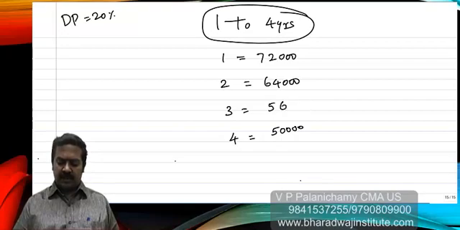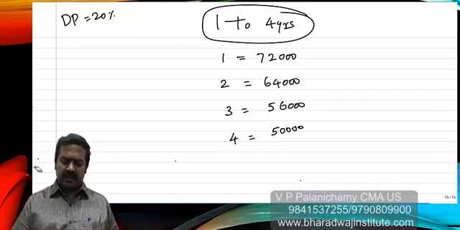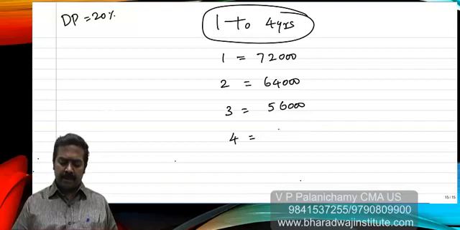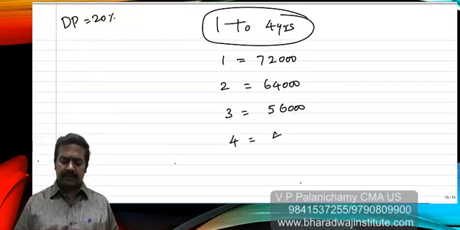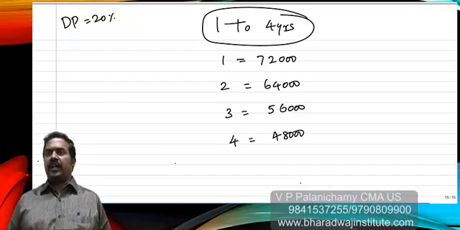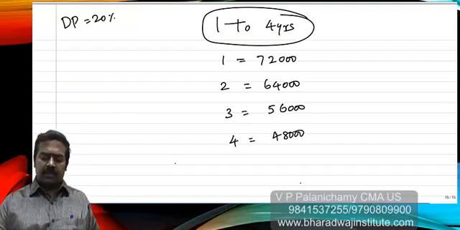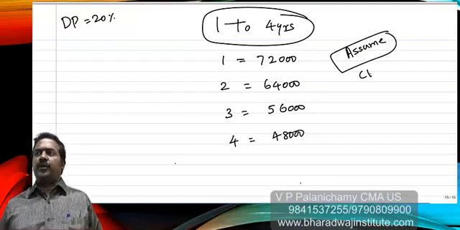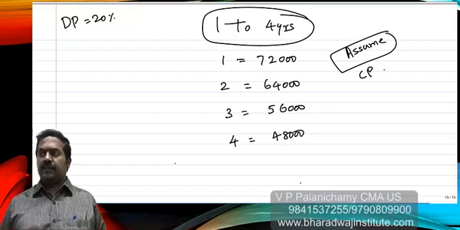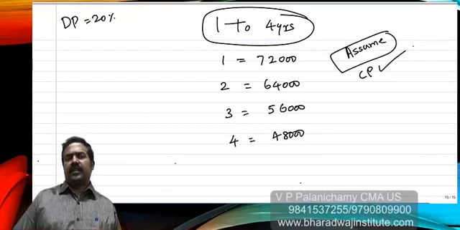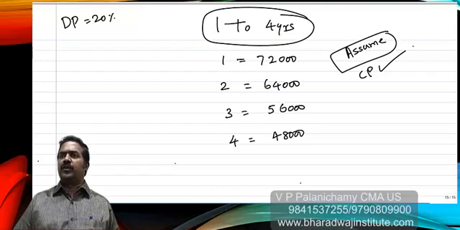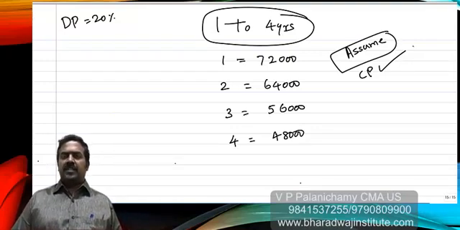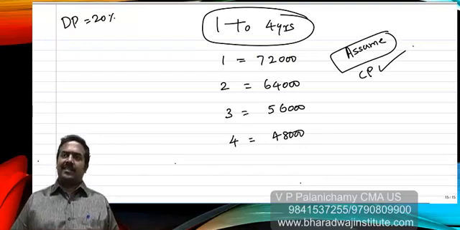Make a small change. Sorry. 56,000, 48,000. One more assumption let me give you. Assume cash price is paid uniformly. Cash price, the principal amount is paid uniformly. So this is given with what? Interest.